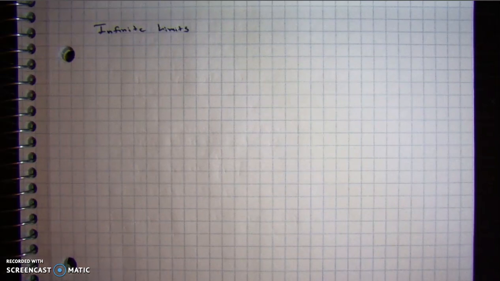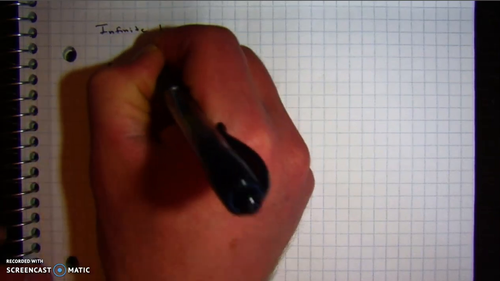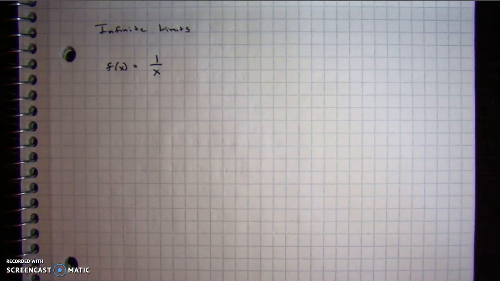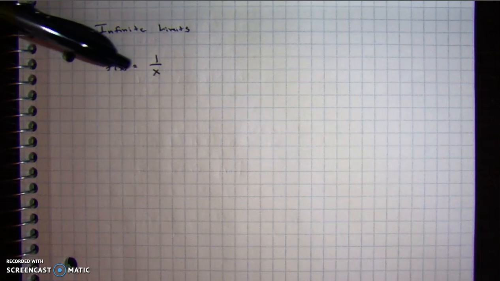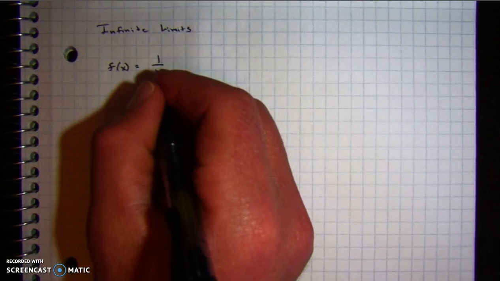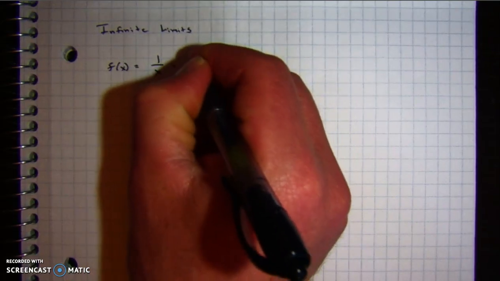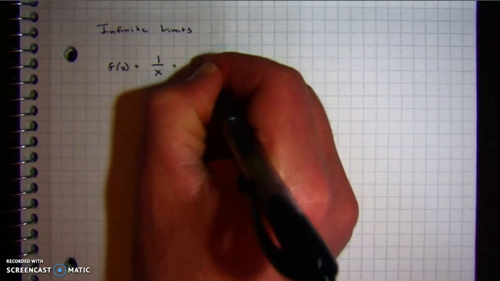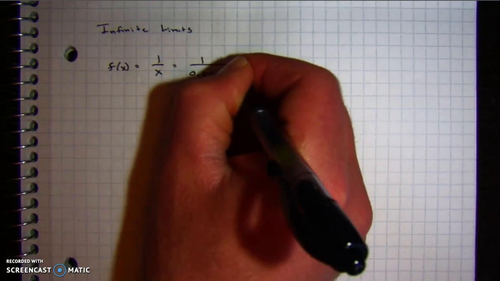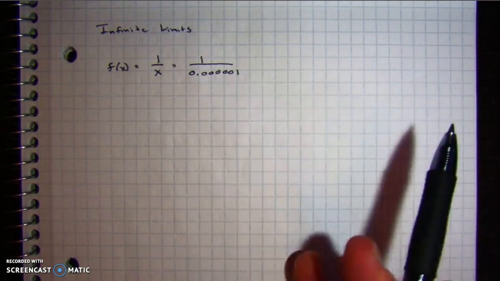Let's take a look at a real quick example. Say you have f of x equals, probably the most basic one, 1 over x. Let's think about the behavior as x gets really, really small, like 1 divided by 0.000001. That's going to be a really big number.